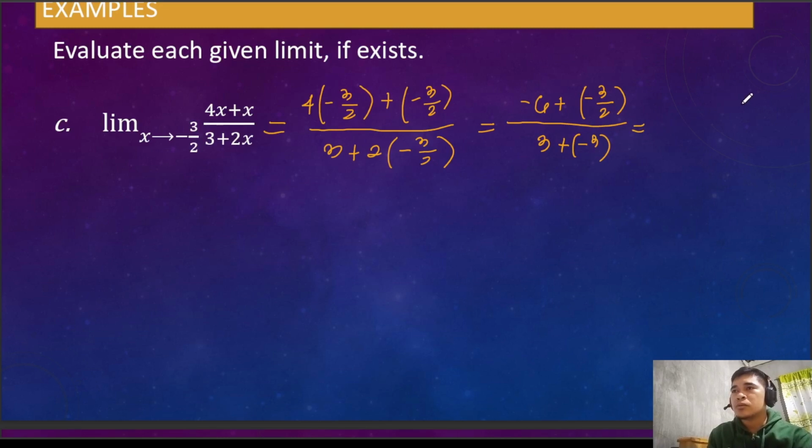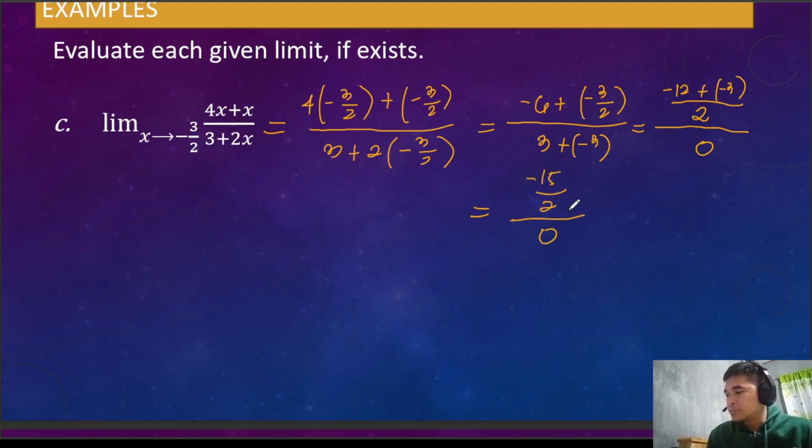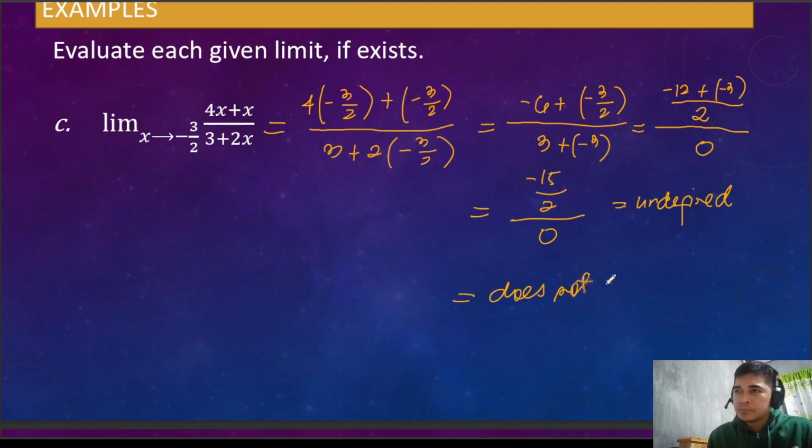Okay? So, LCD is 2. Right? So here, 2 divided by 1 is 2 times -6, -12, plus -3. Here is 0 already, okay? So if you're going to solve further, we get -15 over 2 all over 0. And this is undefined. That's why the limit of 4x plus x all over 3 plus 2x as x approaches -3 over 2 is what? Does not exist. Since this is undefined. Okay?